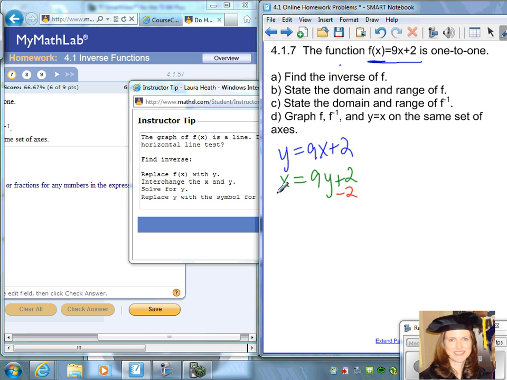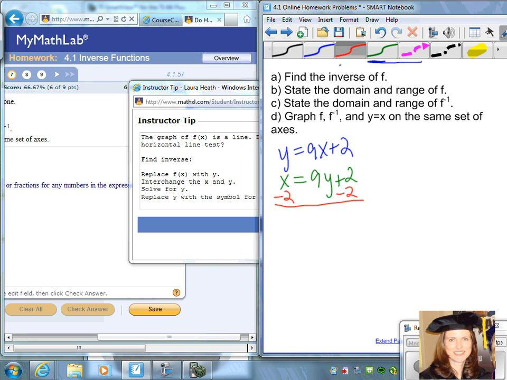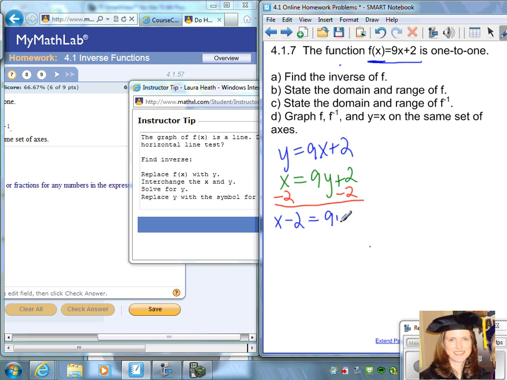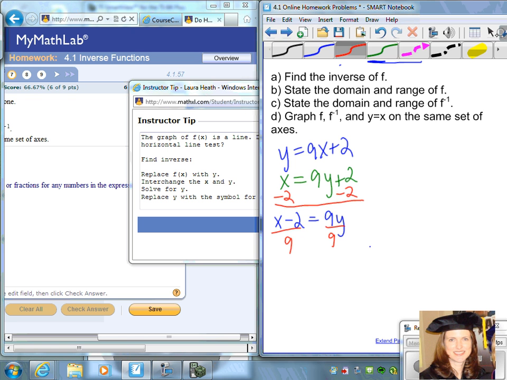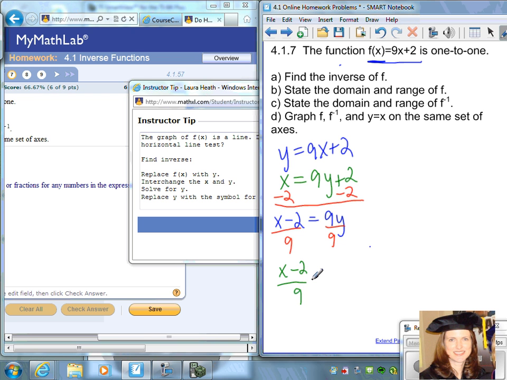I'm going to subtract 2 from both sides of the equation, and I get x minus 2 equals 9y. And then finally I'm going to divide both sides by 9 to get y by itself, and we get x minus 2 over 9 is equal to y, and that is the same thing as y equals, we can divide both of those by 9, x over 9 minus 2 over 9.